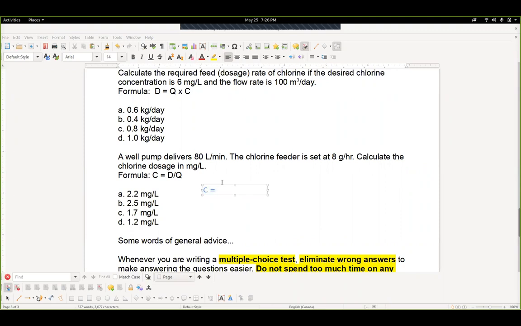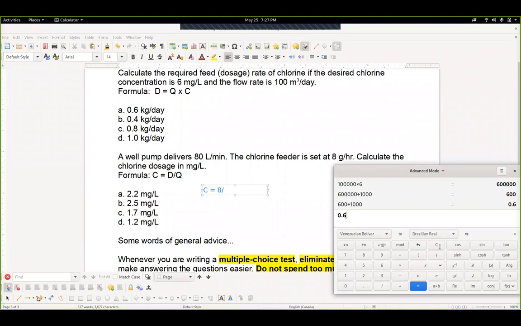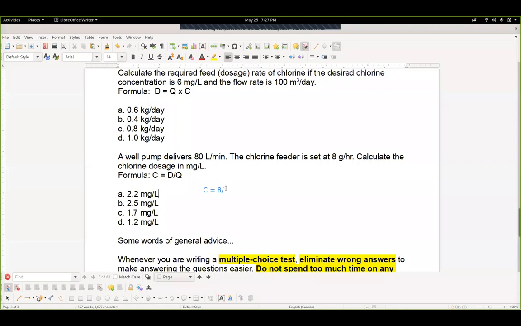We have that the dosage is 8 grams per hour. And we know that it's 80 liters per minute. Now we don't want to use 80 because we have 8 grams per hour. So we need to know how many liters per hour. So we're going to multiply 80 by 60 and get 4,800. And then we are going to do 8 divided by 4,800 liters per hour.